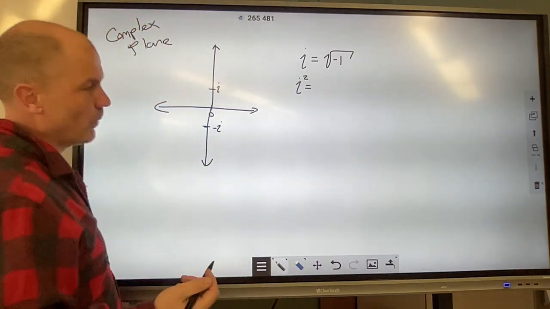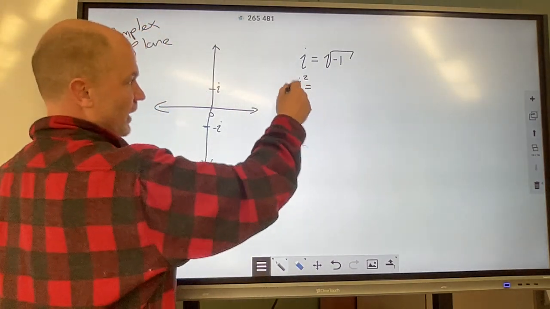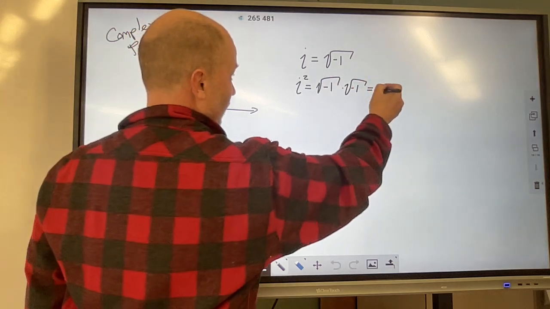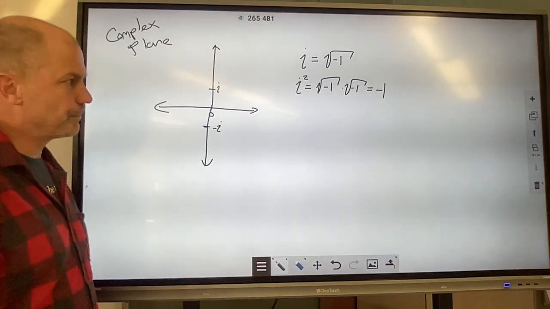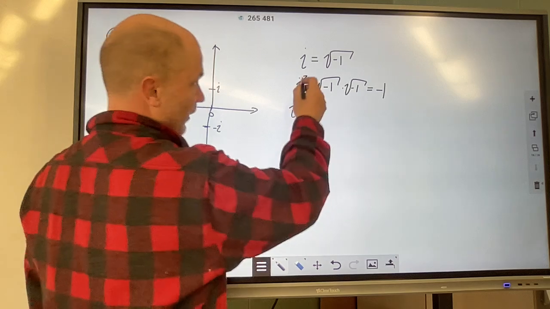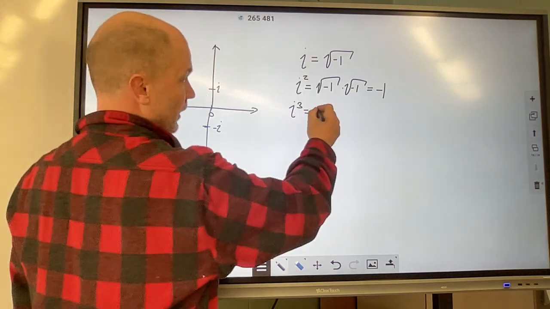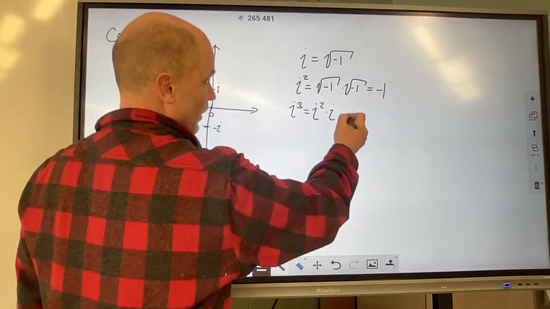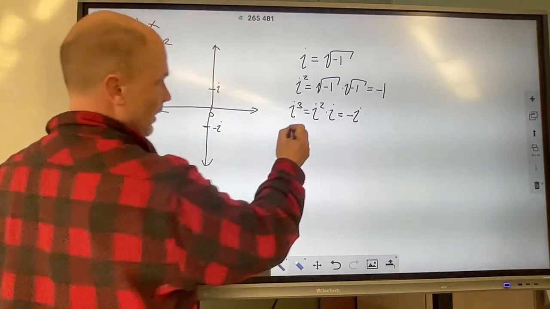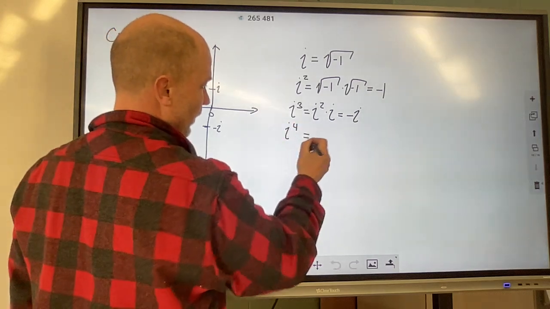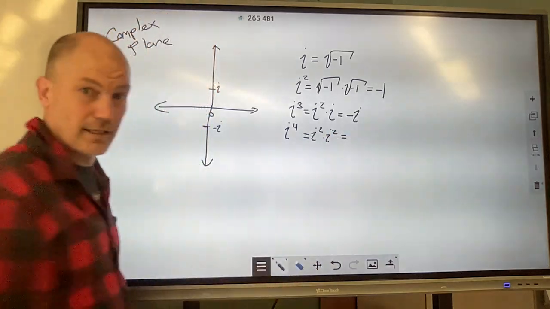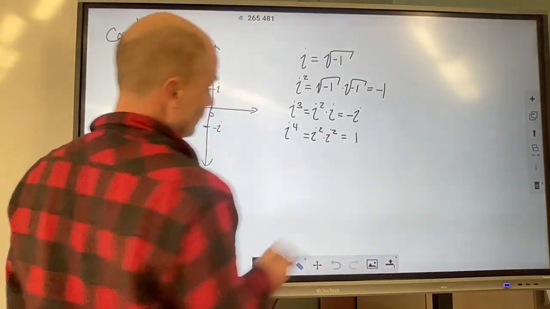So therefore, i squared: if i is the square root of -1, i squared is just the square root of -1 times the square root of -1, which is -1. So i squared equals -1. Well, i cubed is i squared times i, and we know i squared is -1, so it's -i. And then i to the 4th is i squared times i squared. That's -1 times -1, which is 1.